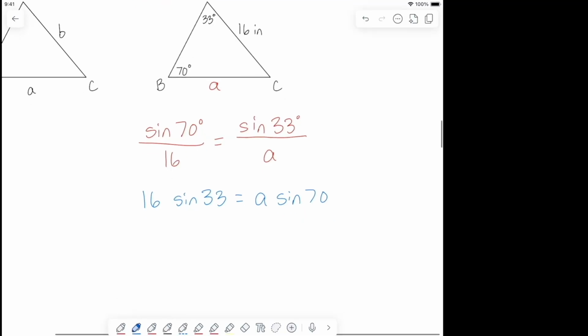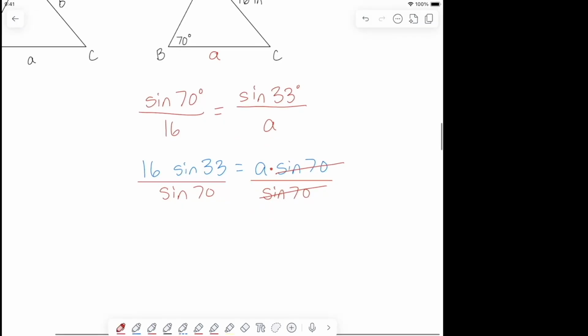And now we're able to isolate side length A. How can we do that? We can divide by the number that it's multiplied by. Now, you have to realize that sine of 70 does not look like a number, but it is one single number. And so I'm going to divide by that number that side length A is multiplied by. I'm going to divide by the sine of 70 on both sides. Sine of 70 divided by itself is 1, and so that cancels out.